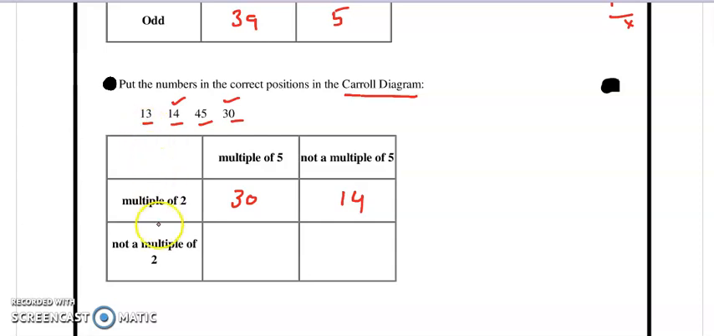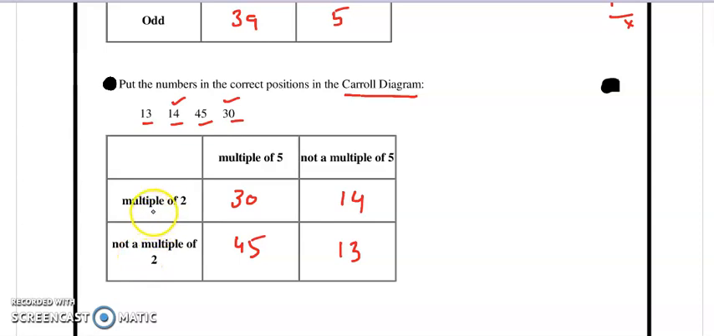And 13 is not a multiple of 2 and not a multiple of 5, so it will be written here. And 45 is not a multiple of 2 but is a multiple of 5, so I will write 45 here. So this is how the Carroll diagram works. Hopefully after this, the concept of the Carroll diagram will be very clear.